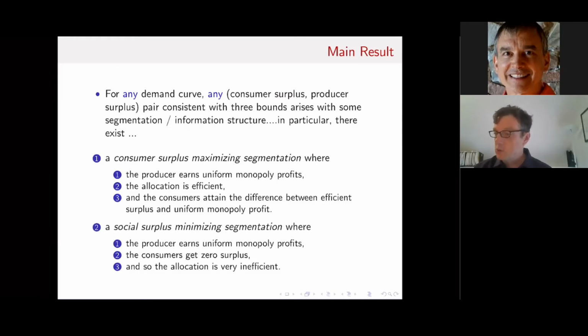But then there's also a social surplus minimizing segmentation, where the producer doesn't earn any more than the uniform monopoly profit. The consumer actually gets zero surplus, but the consequent allocation is very inefficient.